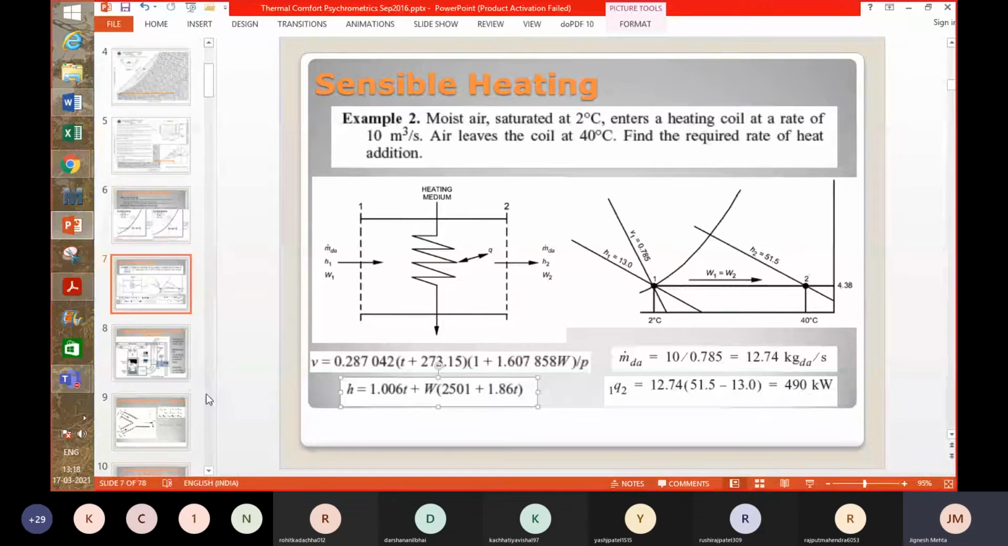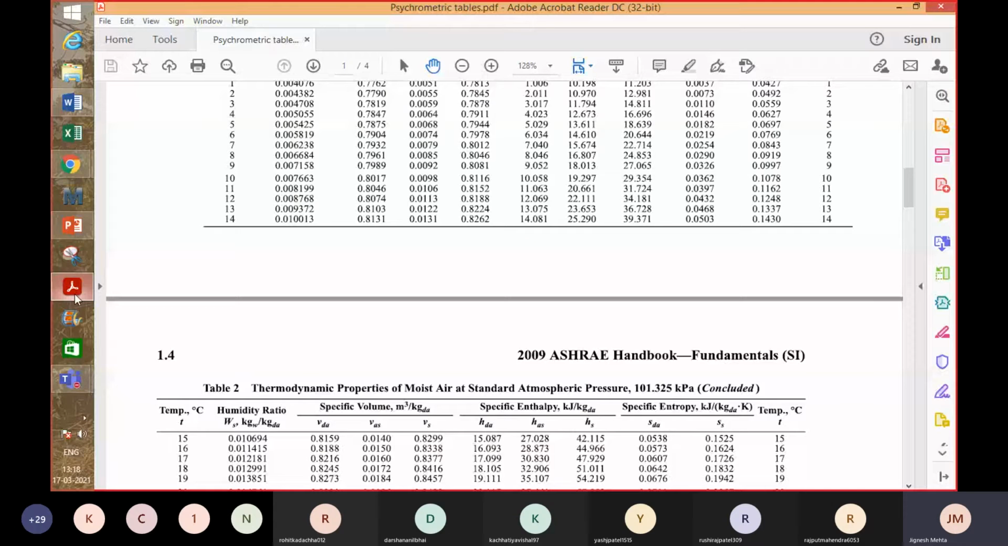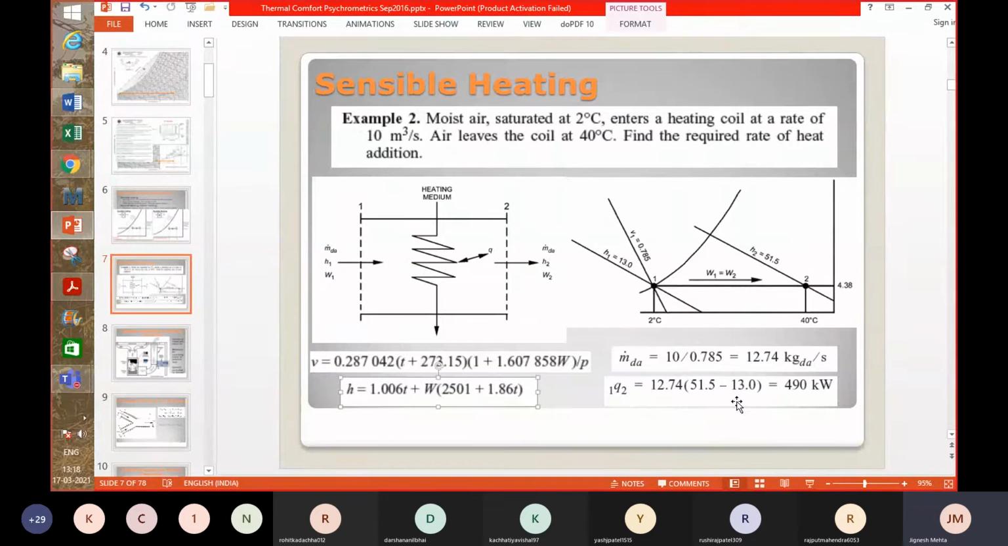Now again, getting enthalpy for point 1 could be simple because it is a saturated state. So you can refer to HS, right? So at 2 degrees Celsius, how much is HS? It is 12.981. But for point 2, you need to use the formula that was shown, right? Here they have used 13, very close to 12.9 something, so very close to 13.